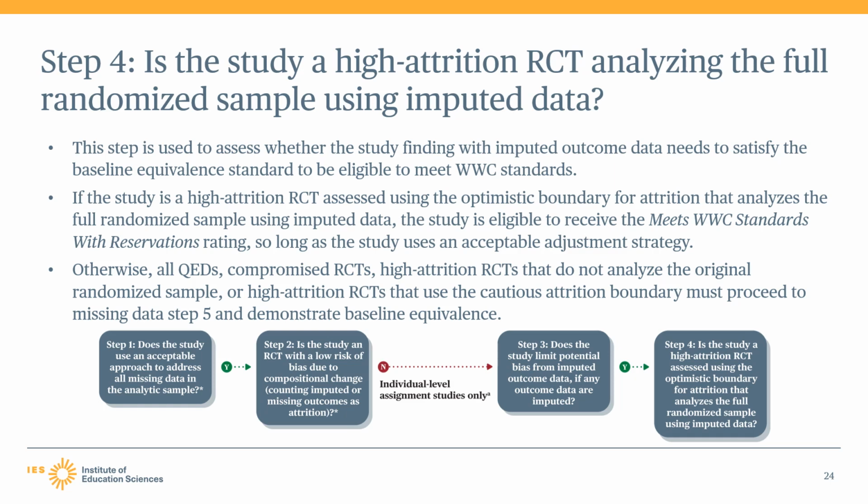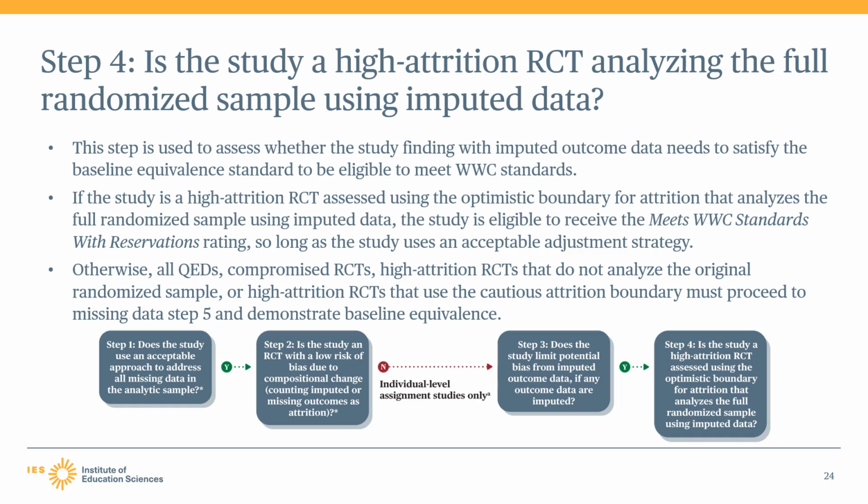However, high attrition RCTs assessed under the cautious boundary with imputed data still need to include an appropriate adjustment for baseline covariates specified in the handbook, typically a pretest in the same domain. This parallels the requirement for high attrition RCTs without imputation for missing data. So, if a study passes Step 4, it is eligible to receive the research rating of meets WWC standards with reservations, and the missing data review stops at this stage.